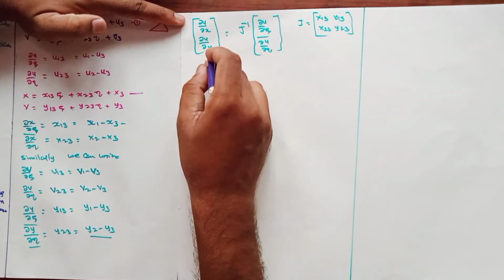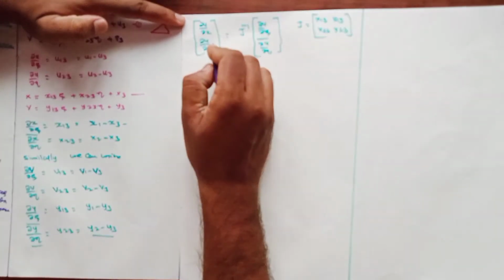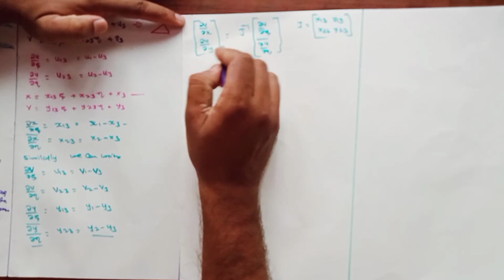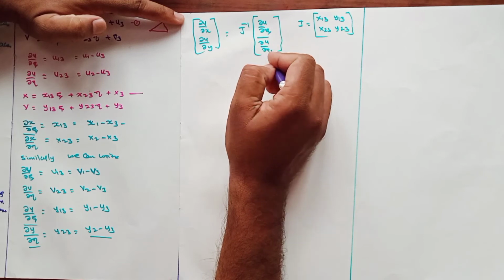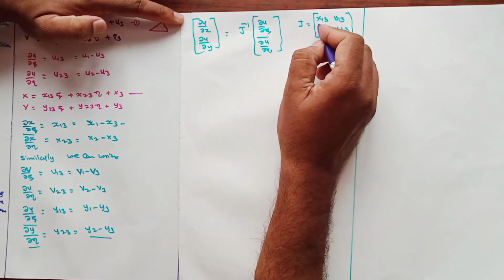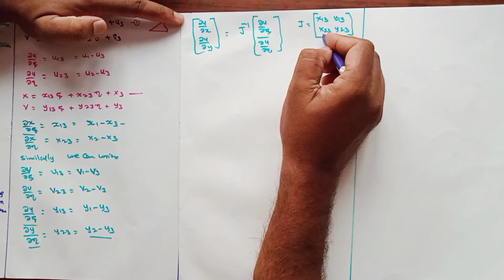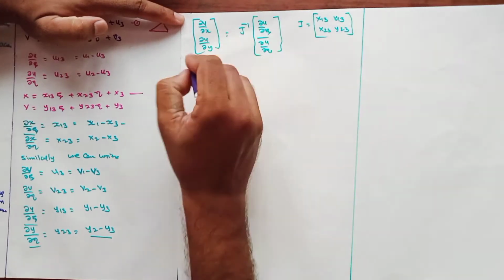So in the last slide we have seen that ∂u/∂x and ∂u/∂y is equal to the Jacobian inverse times ∂u/∂ζ and ∂u/∂η, where the Jacobian we have defined as x13 y13, x23 y23. Now let us rewrite this one.